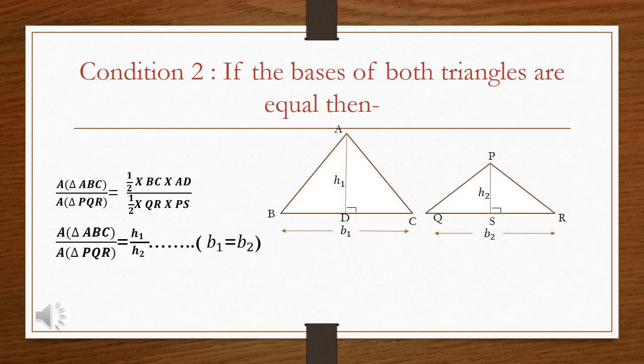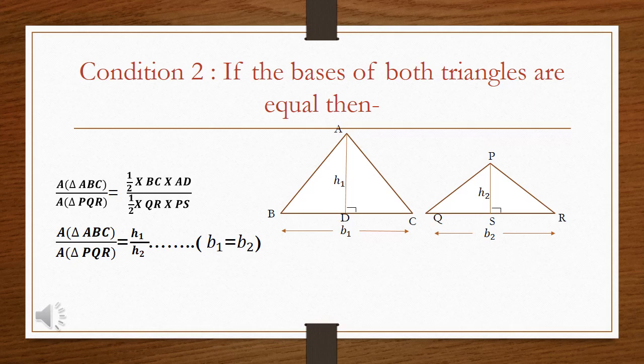If the bases of both triangles are equal, then first observe the figure. In triangle ABC, the base is B1 and the height is H1, and in the second triangle PQR, the base is B2 and the height is H2. Here note that both bases B1 and B2 are the same, that means B1 is equal to B2. Now we have to write the ratio of their areas.